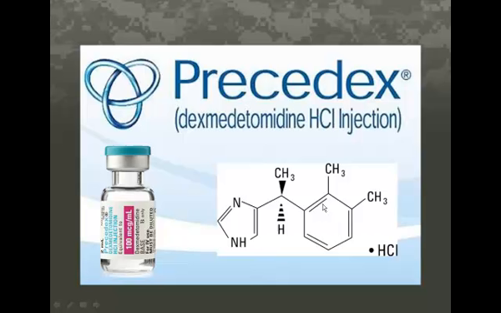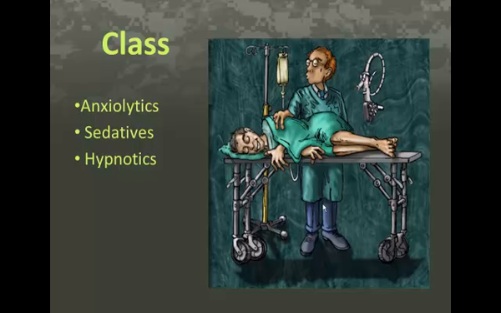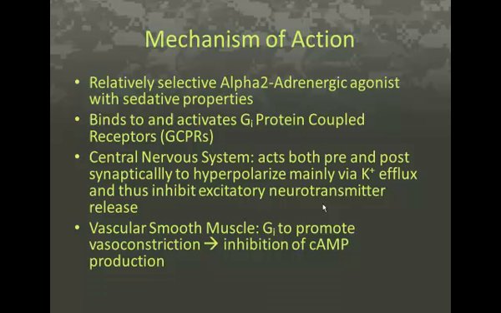This presentation is provided to discuss the indications, mechanisms of action, and other relevant information regarding the use of Precedex in anesthesia practice. Precedex has anxiolytic, sedative, and hypnotic properties. It is a relatively selective alpha-2 adrenergic agonist and acts by activating an inhibitory G-protein coupled receptor.